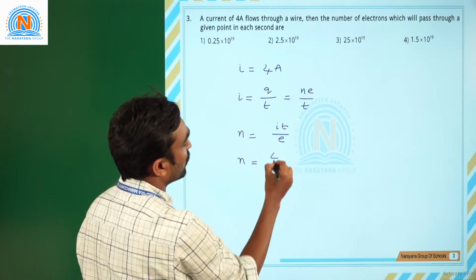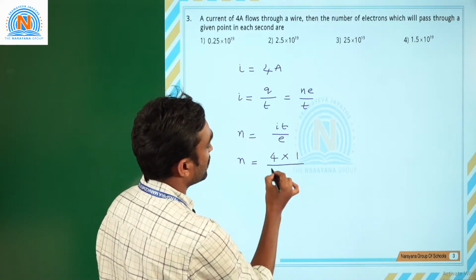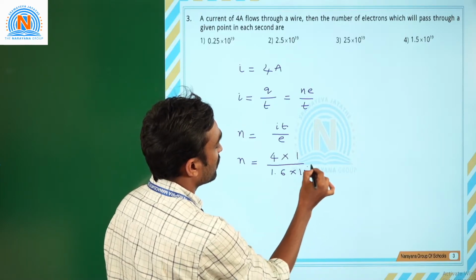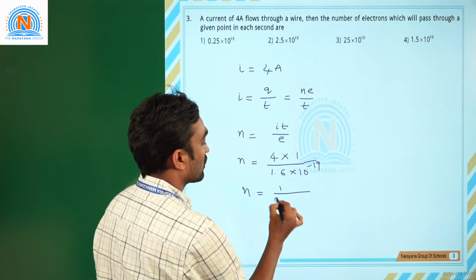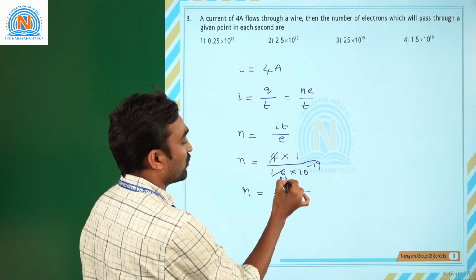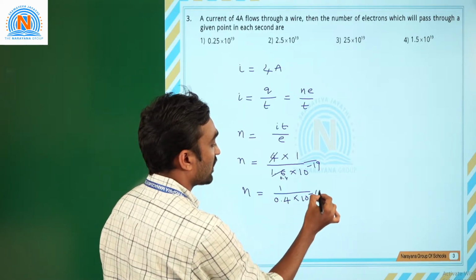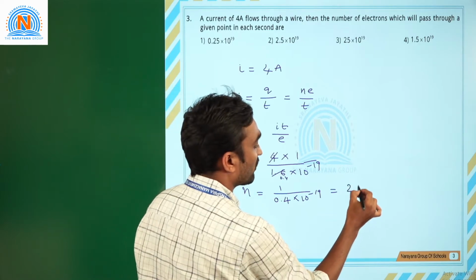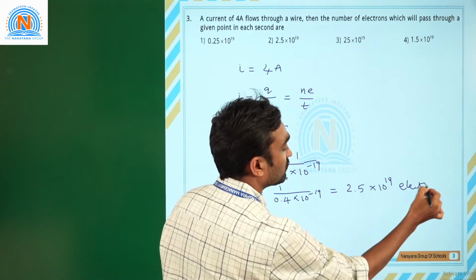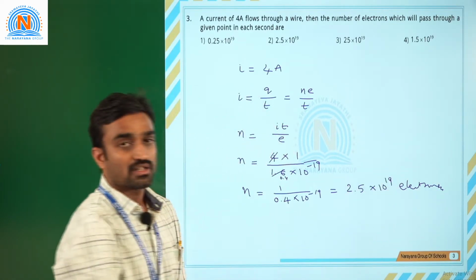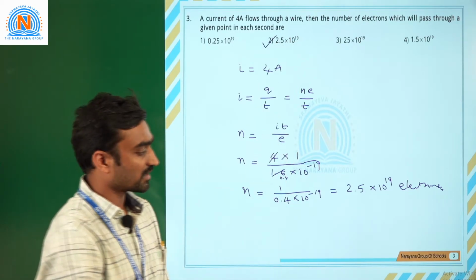The value of current is 4 and the time they are asking is in a second. So time is 1 second and the charge is 1.6 into 10 raised to minus 19. If you simplify this, n equal to 4 upon 1.6 into 10 raised to minus 19. That is 2.5 into 10 raised to 19 electrons. So here our correct answer is 2. Now let's move to the next question.